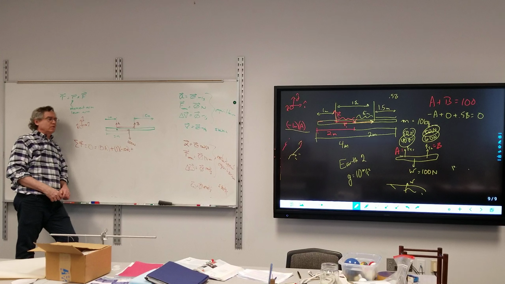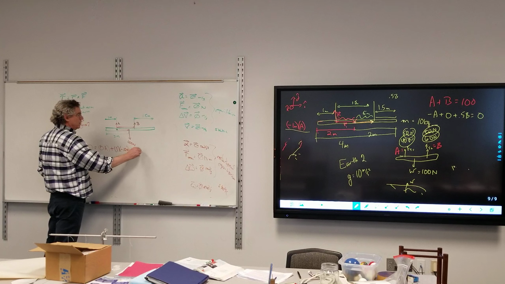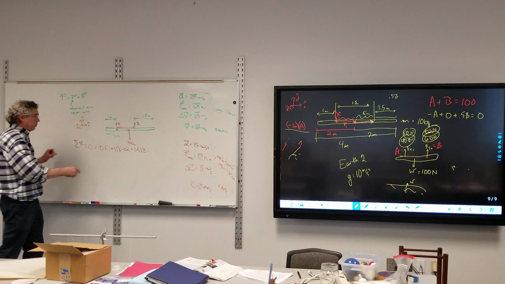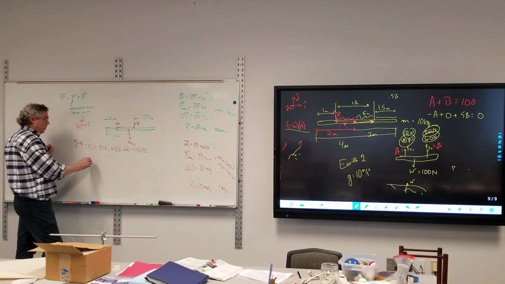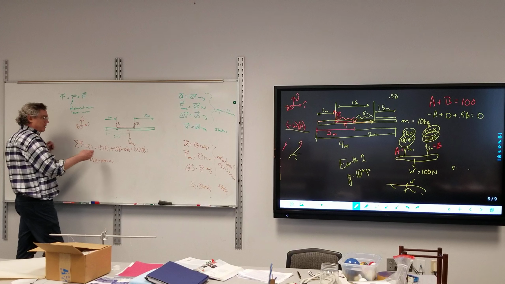$1.5. It is. That's 1.5 times my force, which is B, which is up. So I wrote all that stuff out. Really, the math problem here is I have 1.5 B minus 100 equals 0. That's all this is.